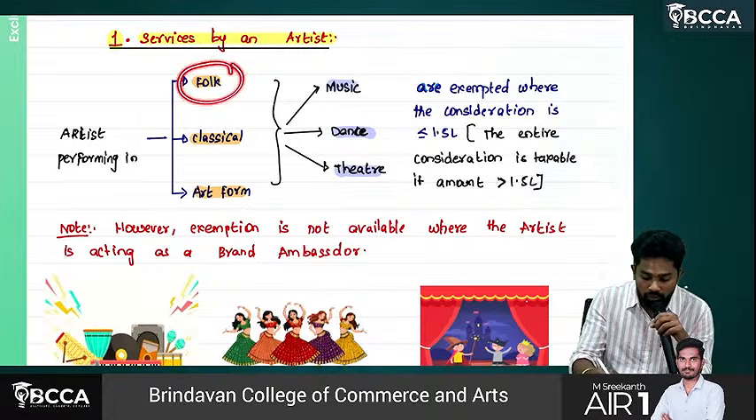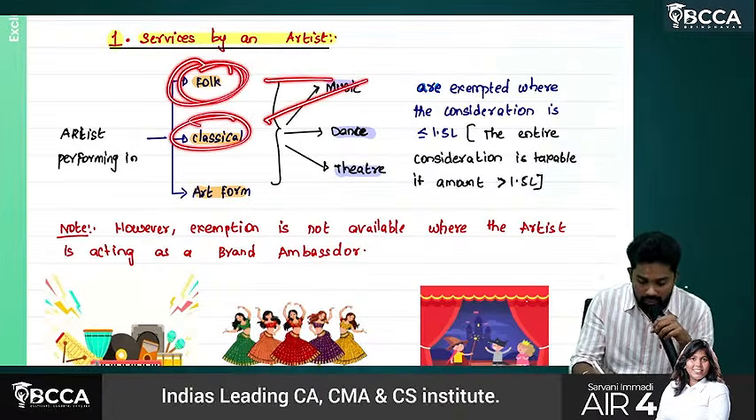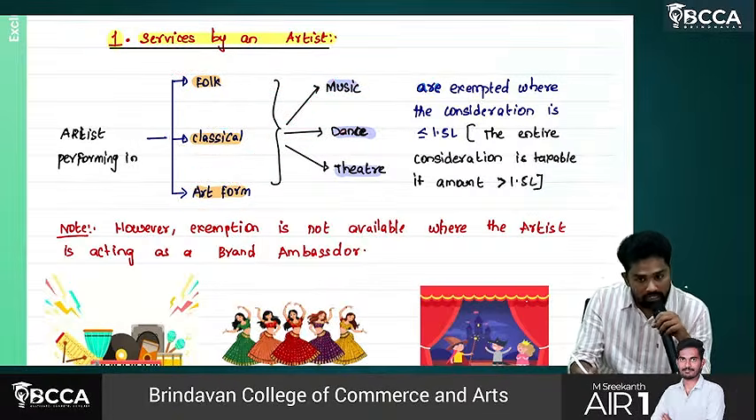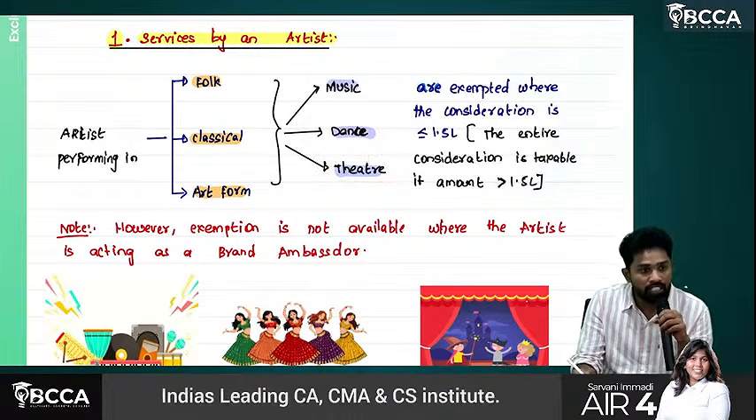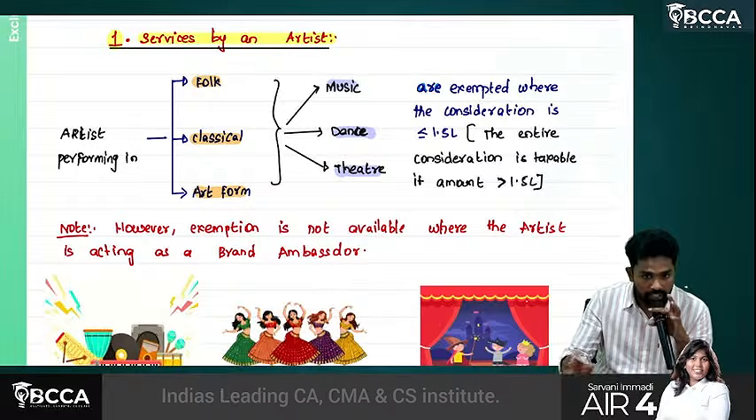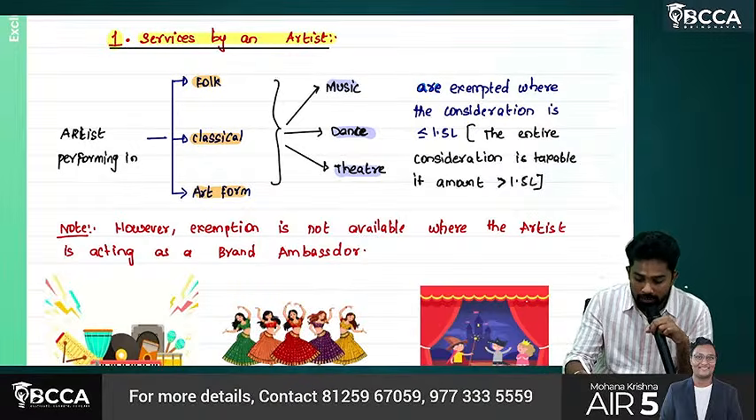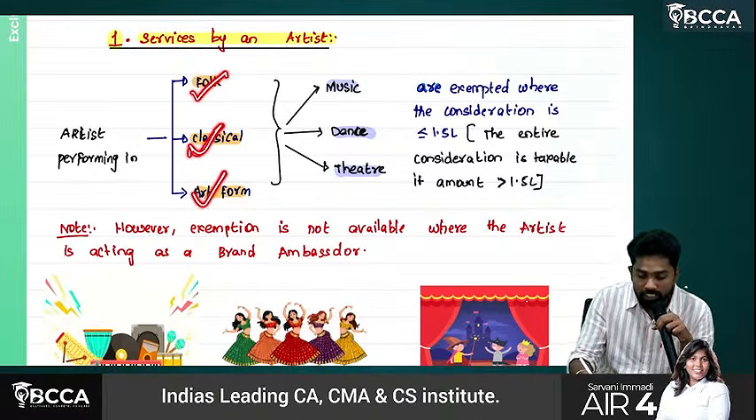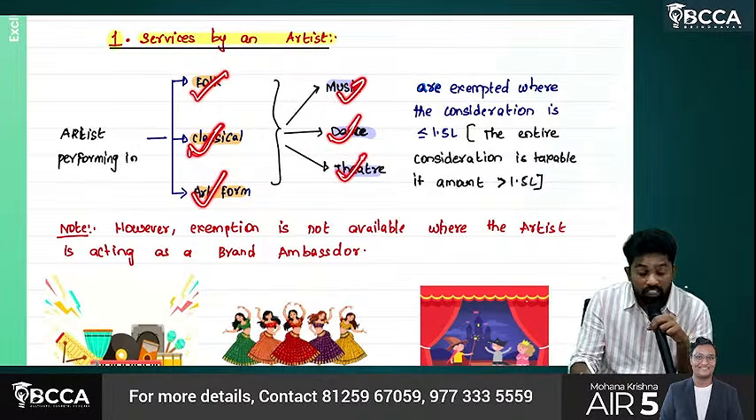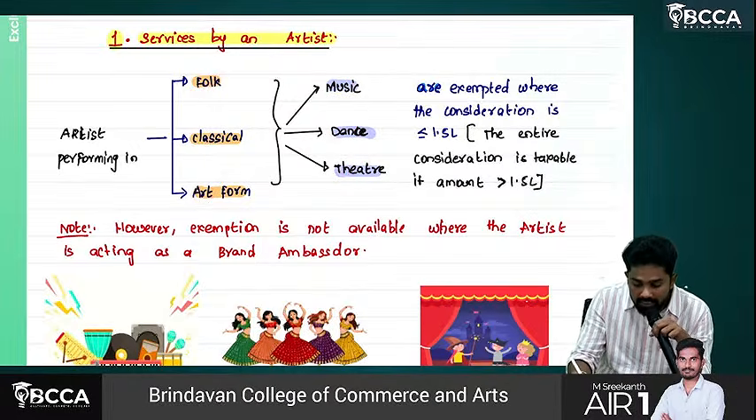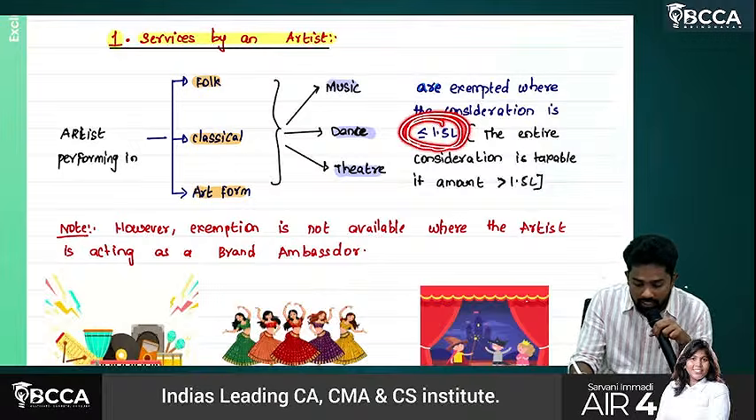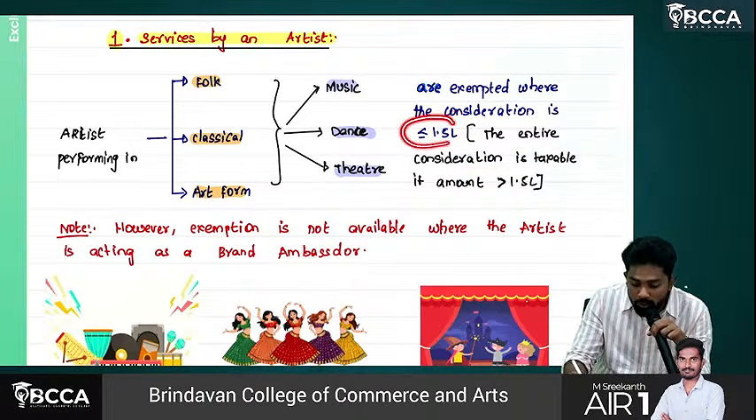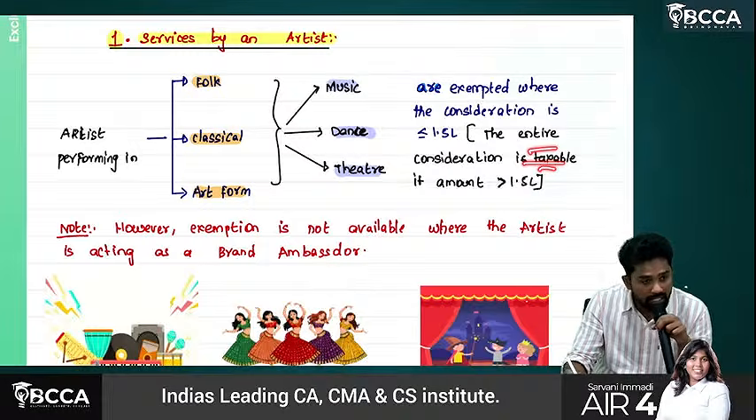It could be folk music, classical music, folk dance, or classical dance, and even any art form of music or art form of dance, and it could be theatrical performance, like any play, skit, drama. Those things, if they are playing, will come under here. Where an artist is performing in these forms, if the consideration received is within 1.5 lakhs, then the entire consideration is exempted. If it is above 1.5 lakhs, then the entire consideration is taxable.